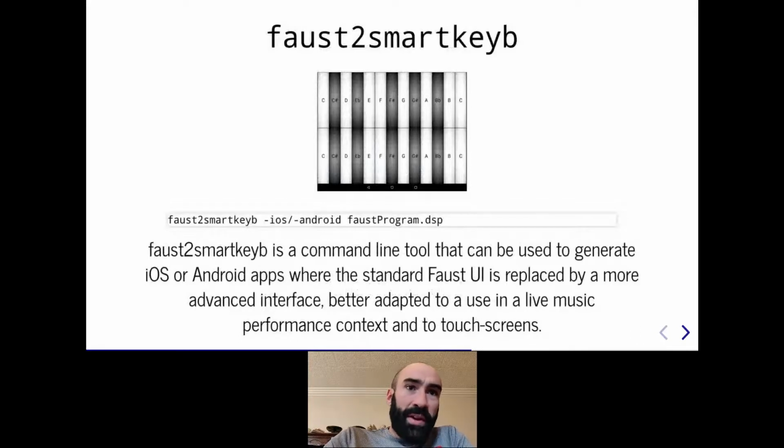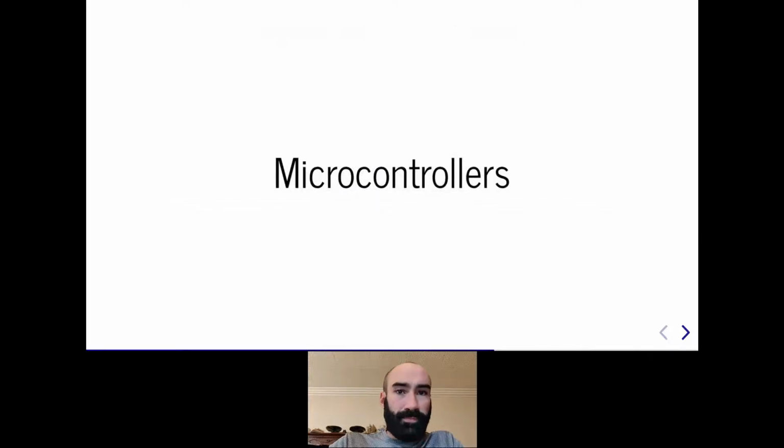For example, a keyboard matrix of size 1 by 1, which is basically a single keyboard with a single key, will fill up the screen, which can then be used as a multi-touch XY controller. The interface can be configured directly from the Faust code using metadata. That's usually how it works in Faust.